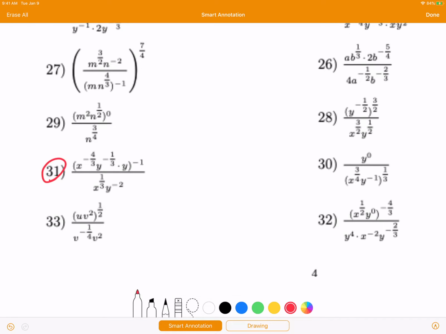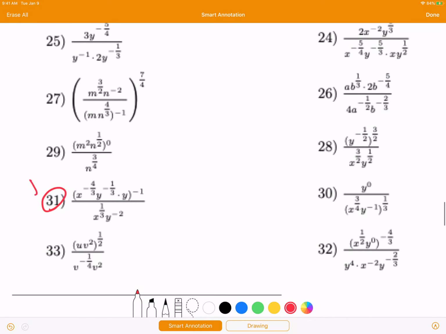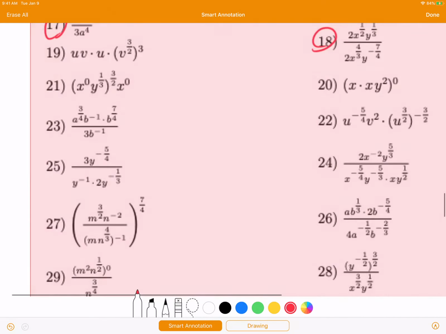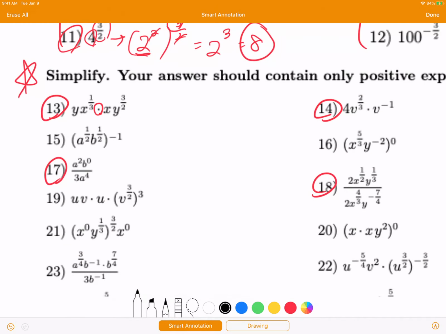So for example, let's say 31. Okay, just to show you how to deal with these problems, because 31 is a composition of both multiplying and dividing at the same time. Okay, so I'll go over those 5 questions with you, and that should be plenty to show how to do these questions. Okay, so first, number 13. You're going to combine like terms.